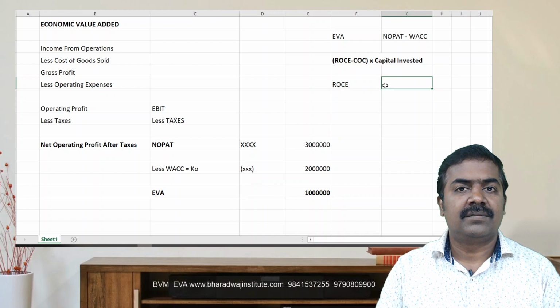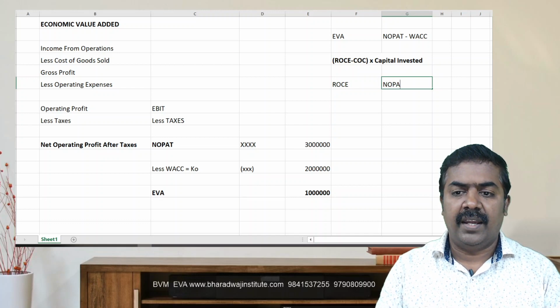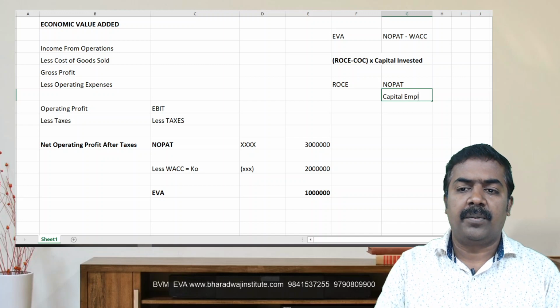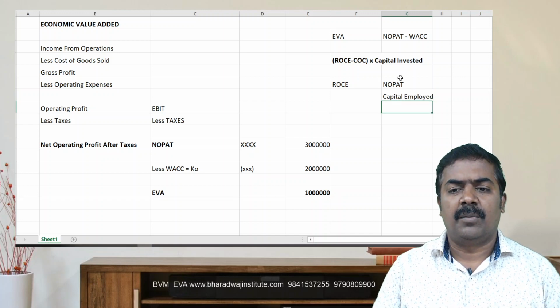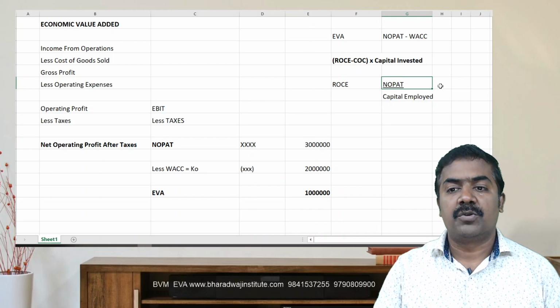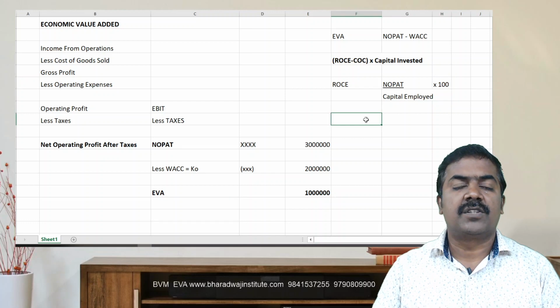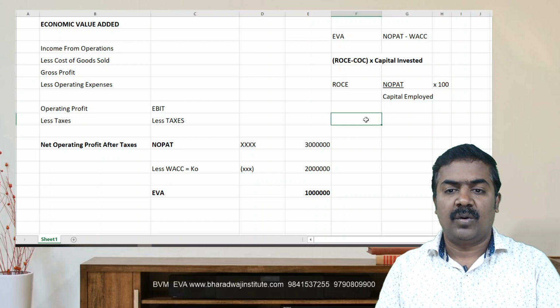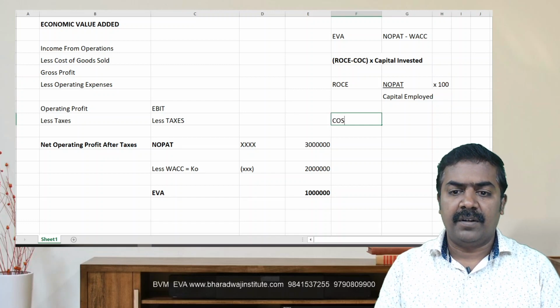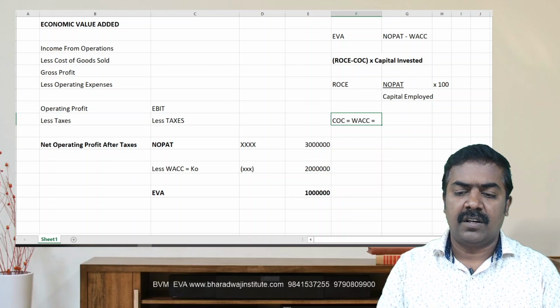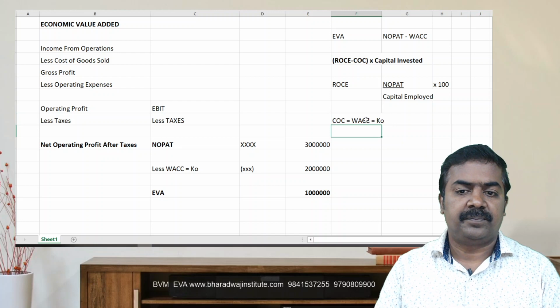How to calculate? NOPAT divided by capital employed. Here normally we take closing capital employed, not like goodwill valuation. We normally take closing capital employed into 100. This will give us return on capital employed. Okay, what is cost of capital? Nothing but weighted average cost of capital, otherwise called as overall cost of capital.